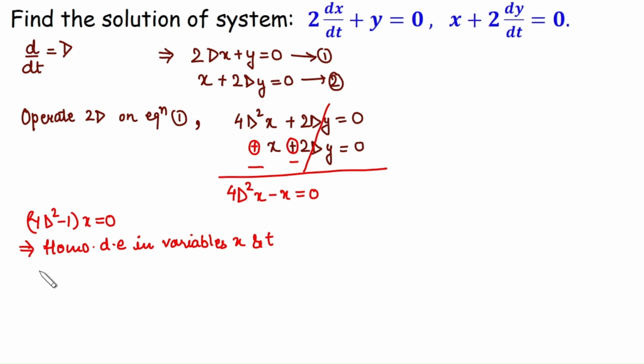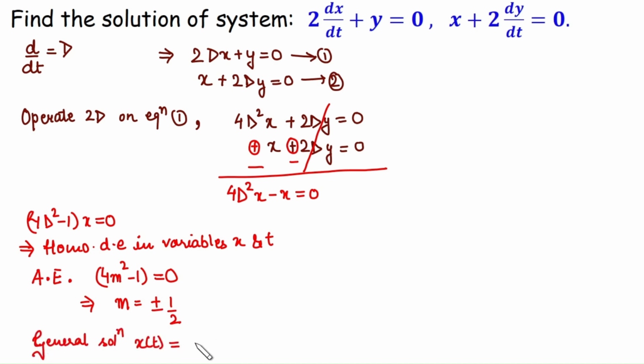The next step is to write the auxiliary equation to calculate the solution of the homogeneous differential equation. For that, replace D by m and put it equal to 0. From here, the values of m are plus or minus 1 by 2. Now, we have two roots. One is 1 by 2, the second is minus 1 by 2, and both are distinct. So the solution in this case is C1 e raised to the power of the first root times t, that is t by 2, plus C2 e raised to the power of the second root, that is minus t by 2.